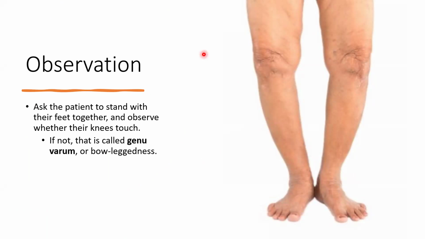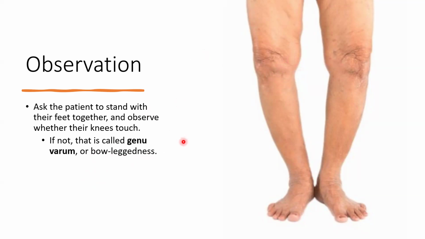Now, there isn't a whole lot that you can directly see with regard to knee OA, but there is one risk factor that you can assess just by observing, and that is genu varum, or as it's more commonly called, bow-leggedness. This is a known risk factor for medial compartment knee OA, so knee OA on the medial side of the knees.